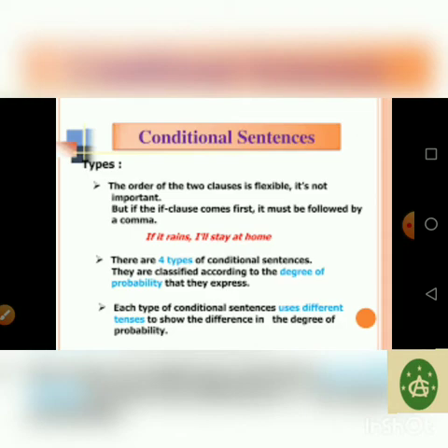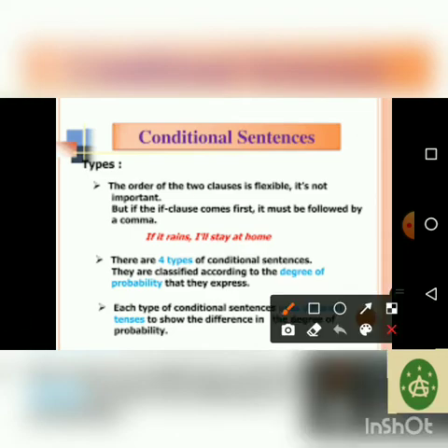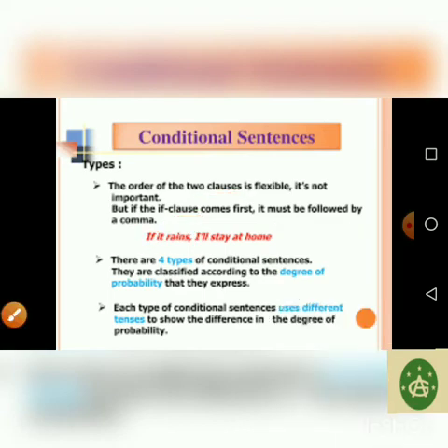Okay? Now, the order of these two clauses is flexible. You can put the conditional clause in the beginning, or you can put it later on. You can put the main clause later on, or you can put it in the beginning. It doesn't matter. It's flexible. But if you are putting the if clause first, then it must be followed by a comma. A comma must be there. You can see the comma.